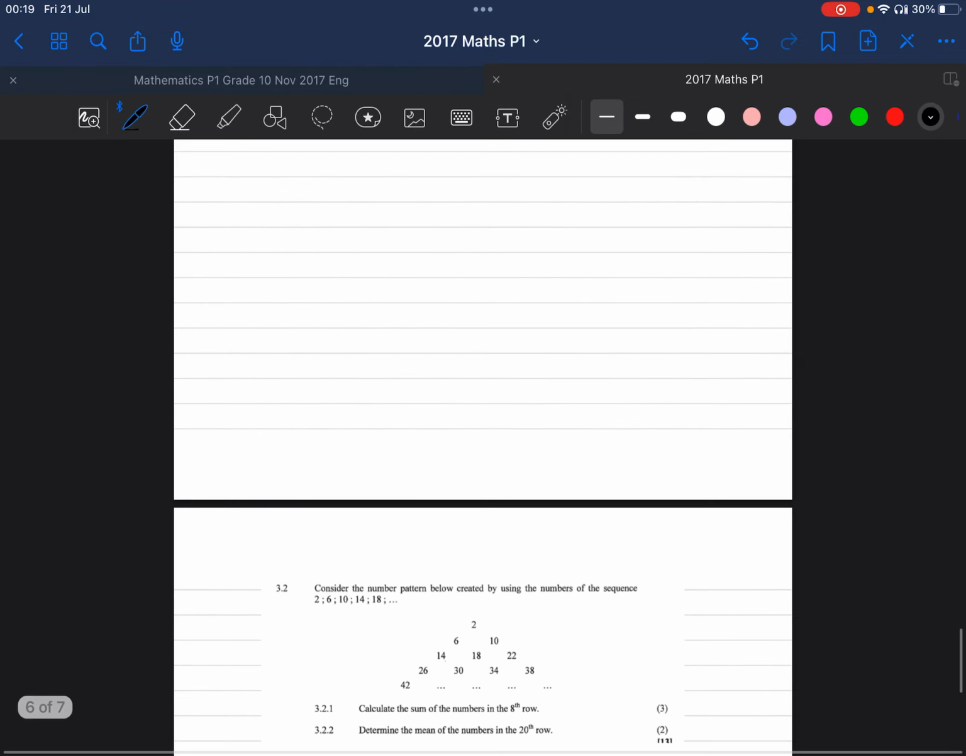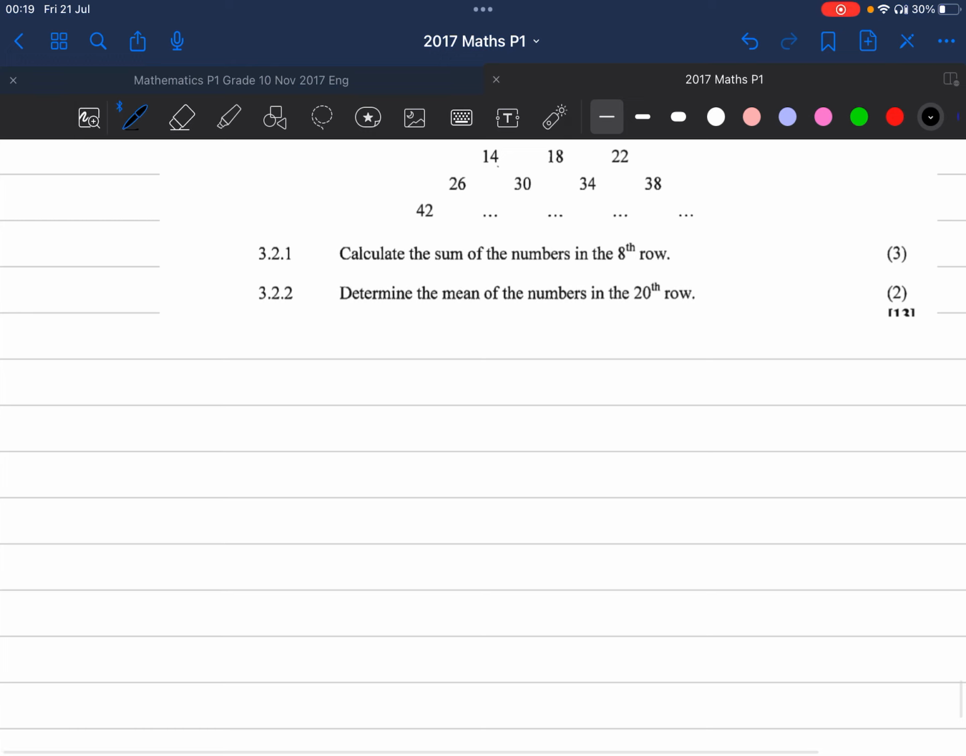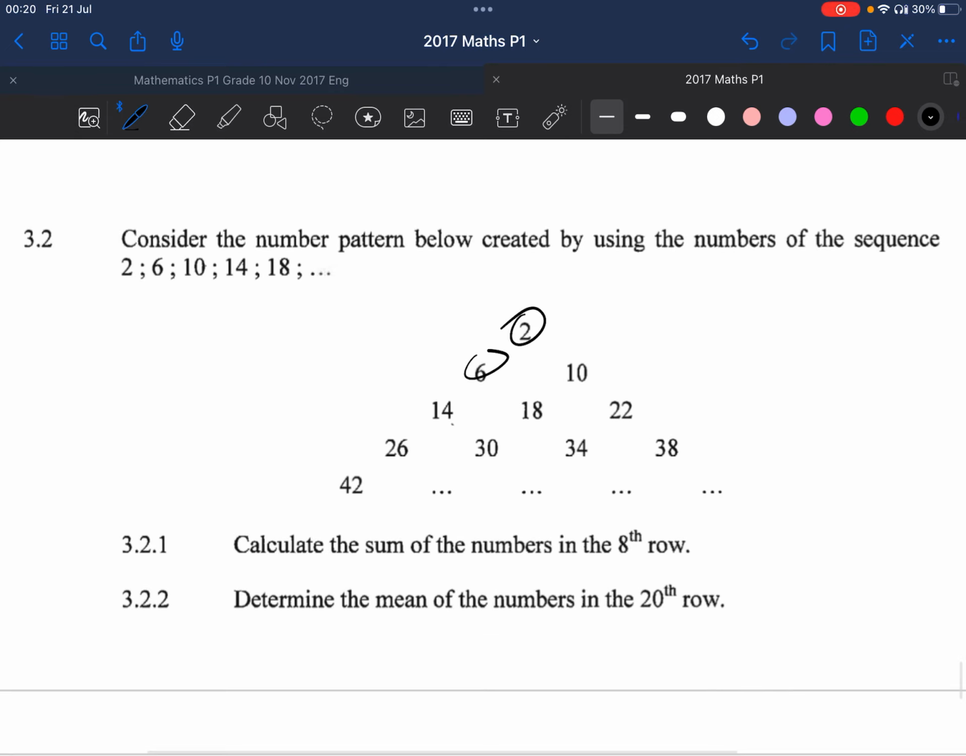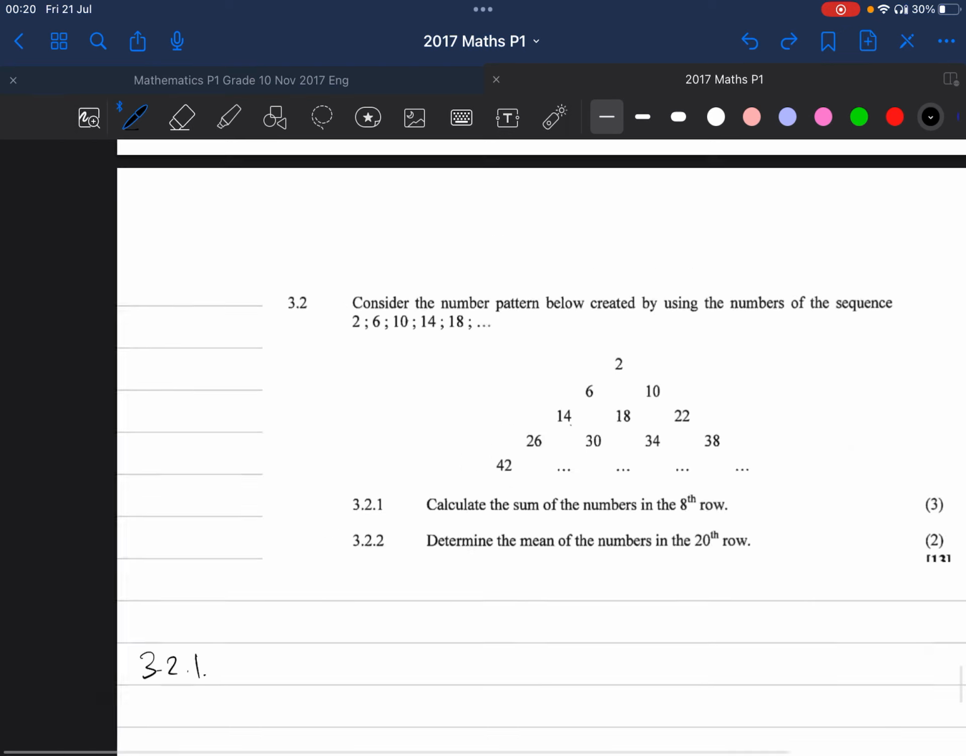Okay, let's move on to 3.2.1. Okay, so here we're given a pyramid looking thing with numbers, and it says consider number pattern below created by using the numbers of the sequence 2, 6, 10, 14, 18. So 2, 6, 10, 14, 18, and so on. Okay, and you can see that they added 4 to each previous term to get the next one. Okay, let's see if that's going to help us to solve the answer.